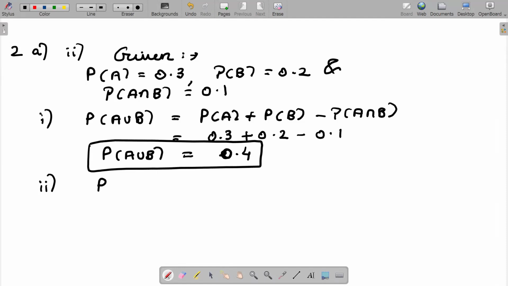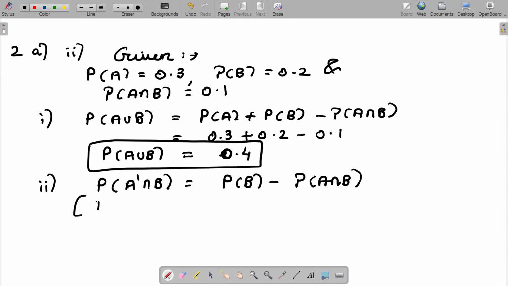Then the second part was asking us, within this, we need to find out the probability of not A intersection B. In other words, the question asks us to find out the probability of only B. Now, only B is nothing but from probability of B, I subtract probability of A intersection B.